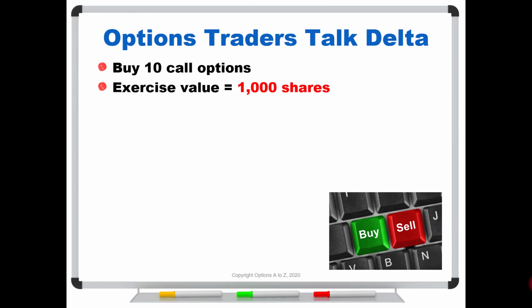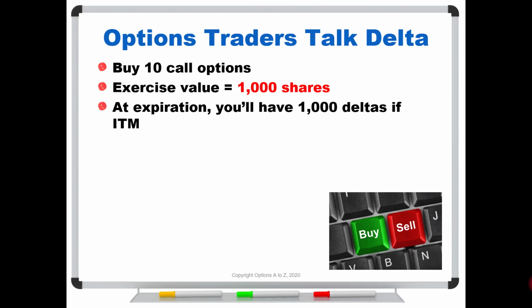Well, that's sort of true, but it's only at a specific point in time. And that means at expiration, you'll have 1,000 deltas if it's in the money. So notice there's a couple of conditions. You need to be in the money, and you've got to be very close to expiration. And if that's true, yes, you could say that your exposure, or that your deltas, are getting very close to 1,000. But that's not normally going to be the case.